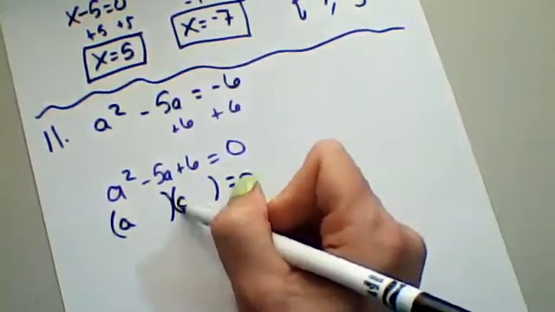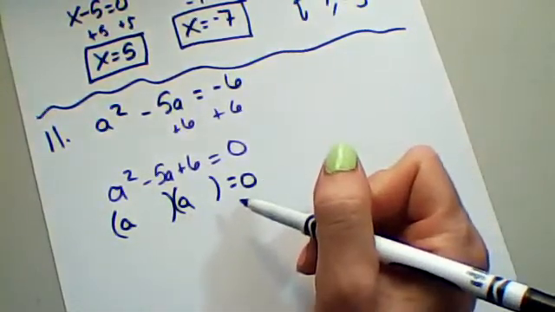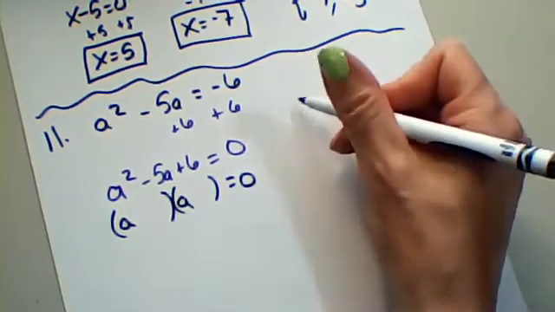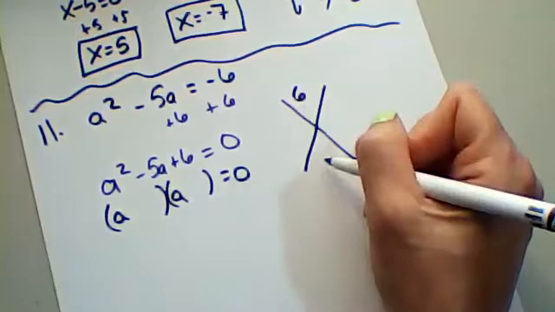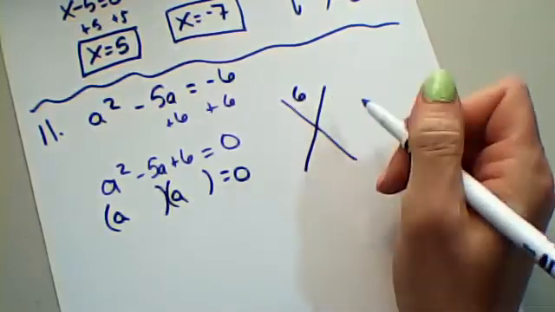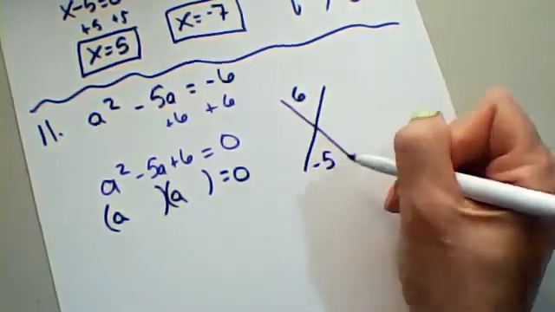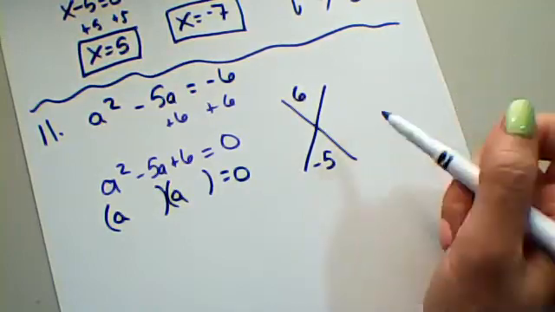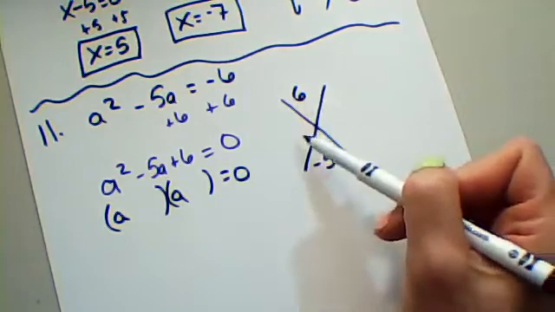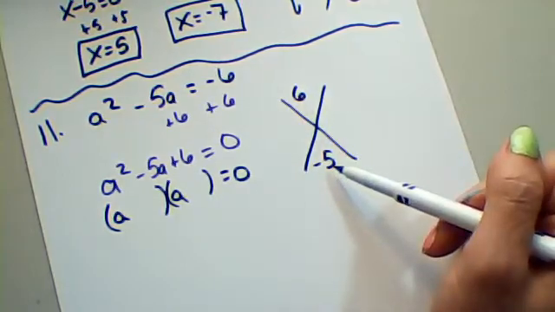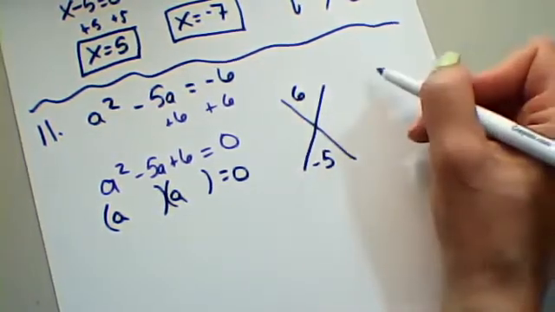Got an a there and an a there, and I need to figure out what those other terms are. The product is 6, and our sum is -5. Since when I'm multiplying these 2 terms, I'm getting a positive, and when I add them, I'm getting a negative, that tells me that both of these terms must be negative.